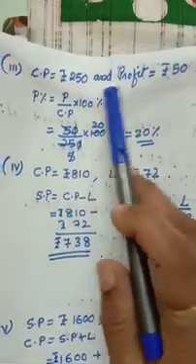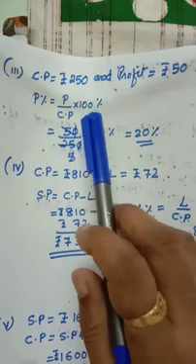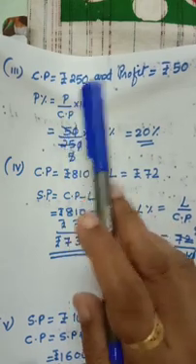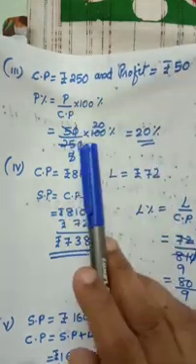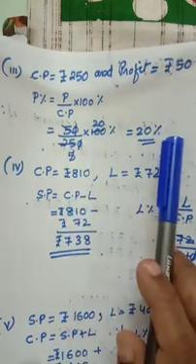Next, CP is 250 and profit is given. Profit percentage equals profit divided by CP into 100%. You put the value in for profit and CP and cut out, and you will get 20%.